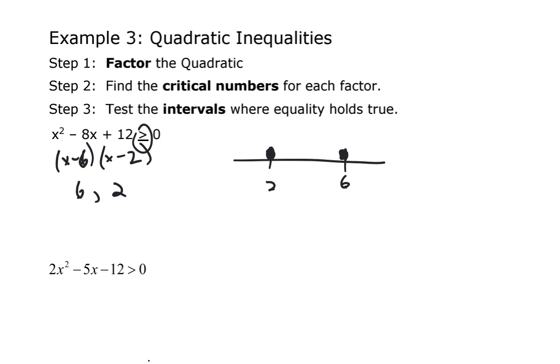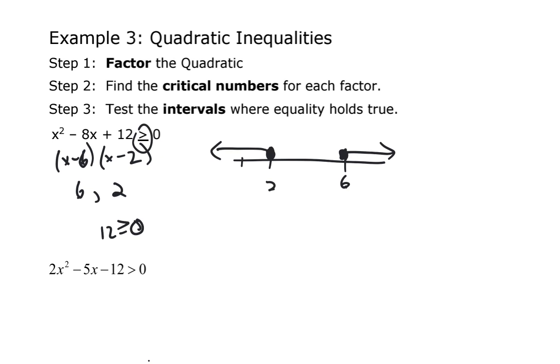So let's test a 0. I like using zeros because it's the simplest. If we plug 0 into the equation, we get 0 minus 0 plus 12. Is 12 greater than or equal to 0? Yes. So therefore 0 works. 0 would be about here on the number line. So that means we should be going less than or equal to 2. And using the same logic, the reverse should be greater than or equal to 6.